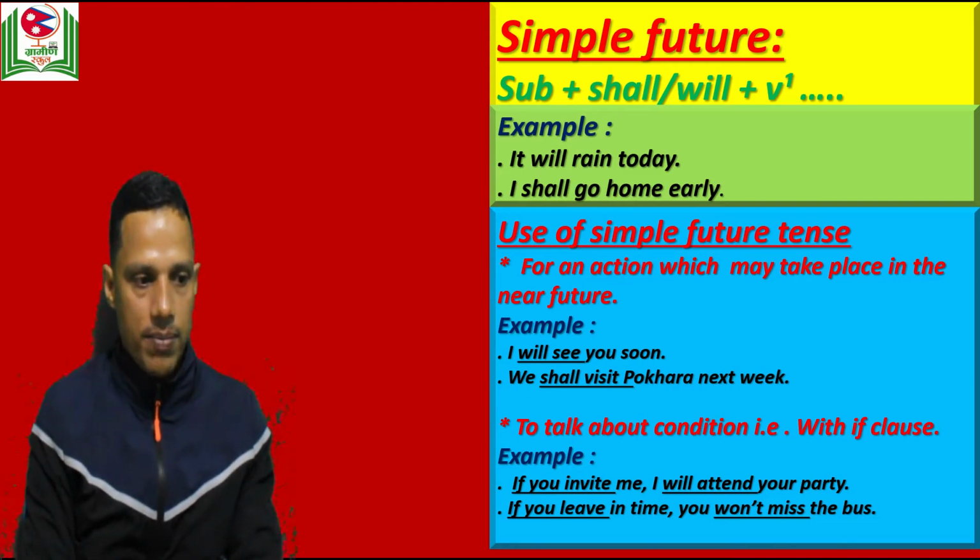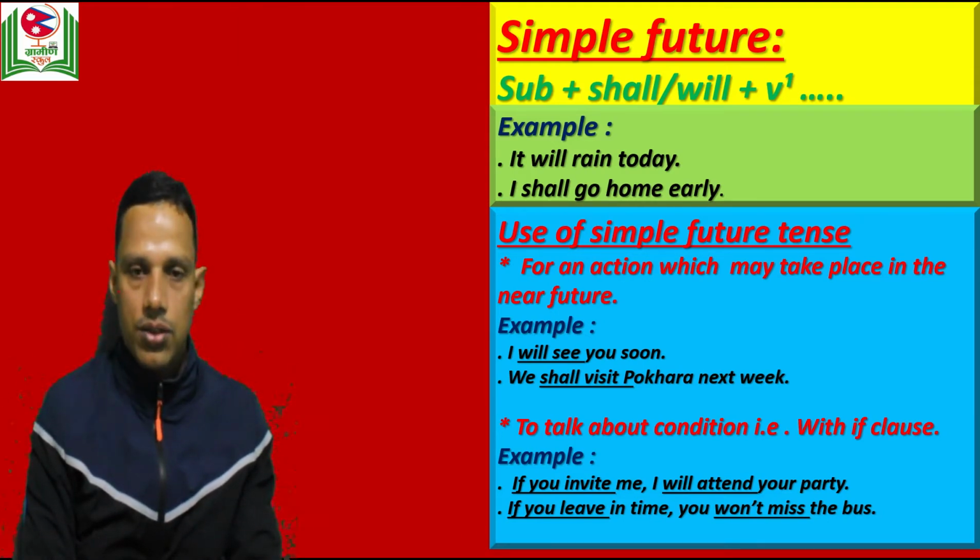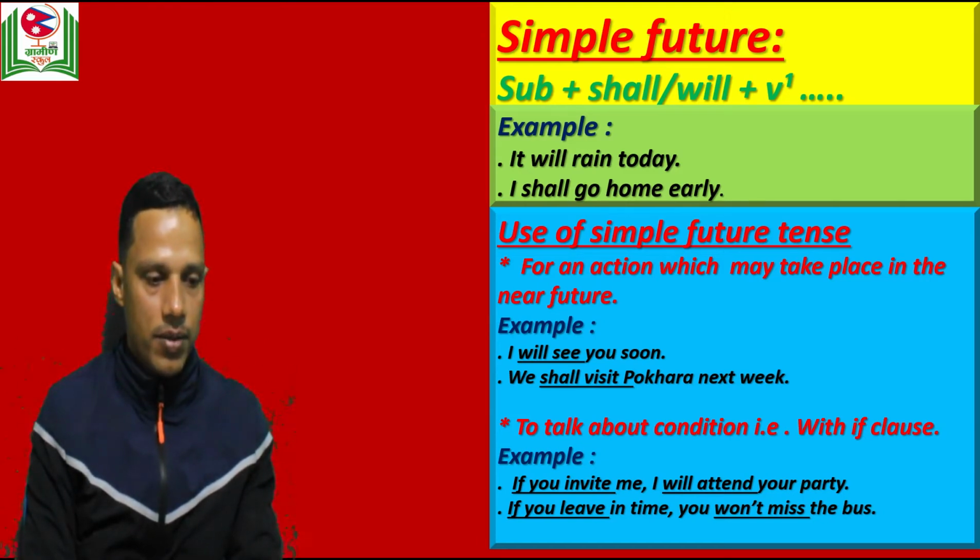In these 2 examples, you might have noticed the use of will rain and shall go. Yes, these verbs indicate future tense, right? Now, do you know where, or on what condition, or for what kind of actions or events we use simple future tense? Let's see some of the uses of simple future tense.